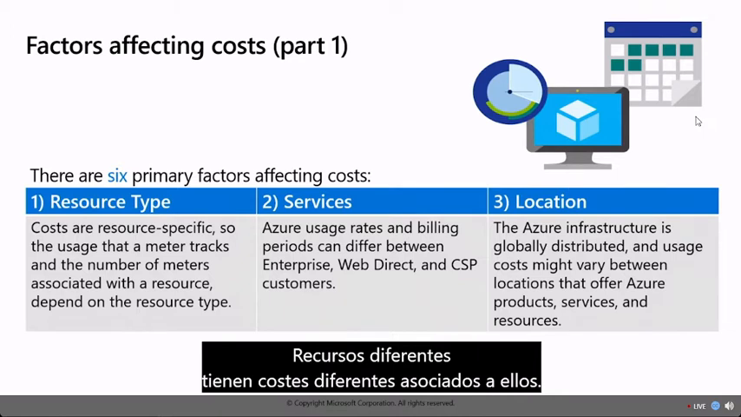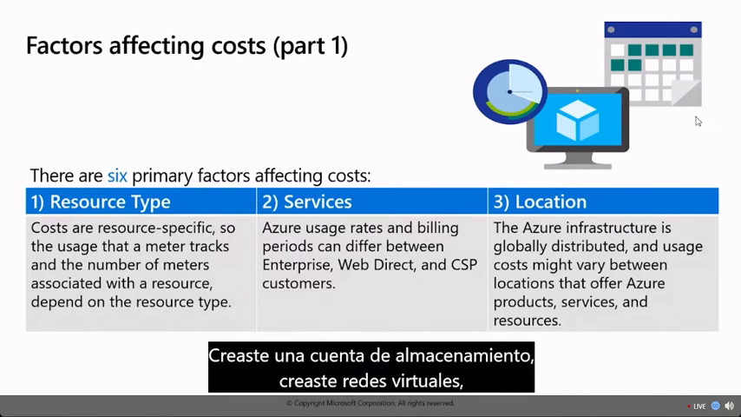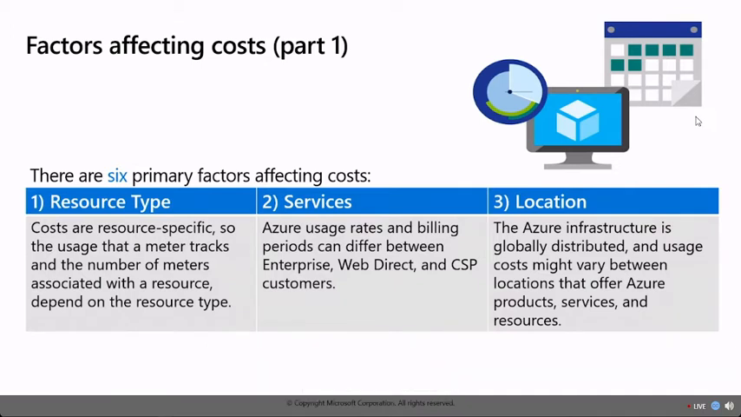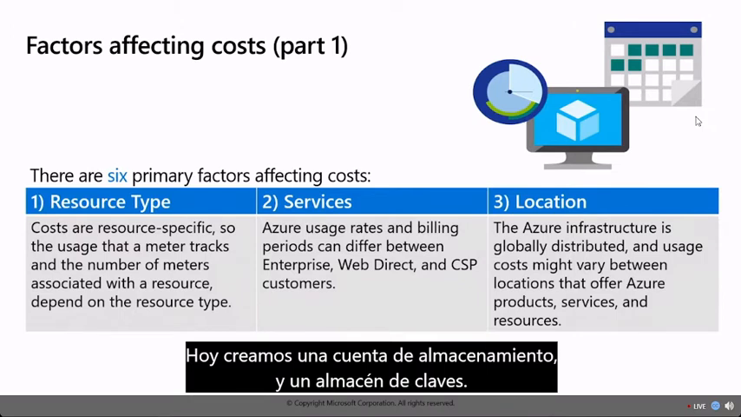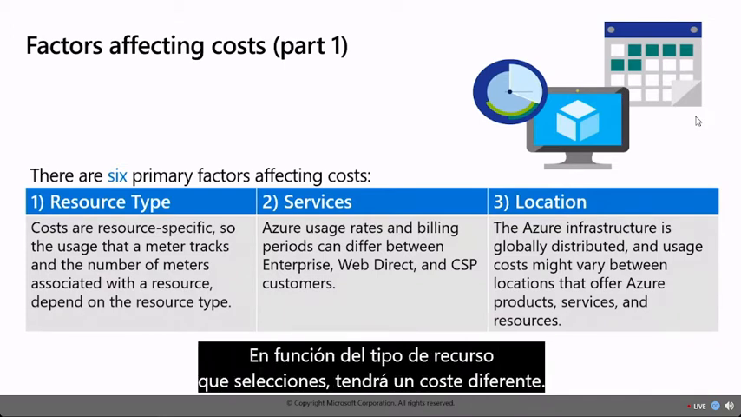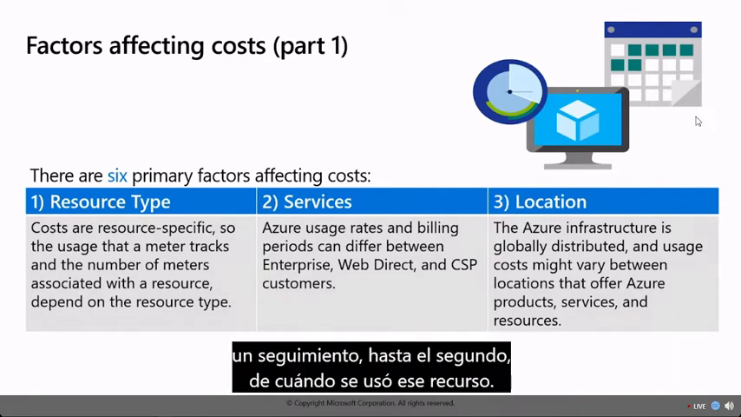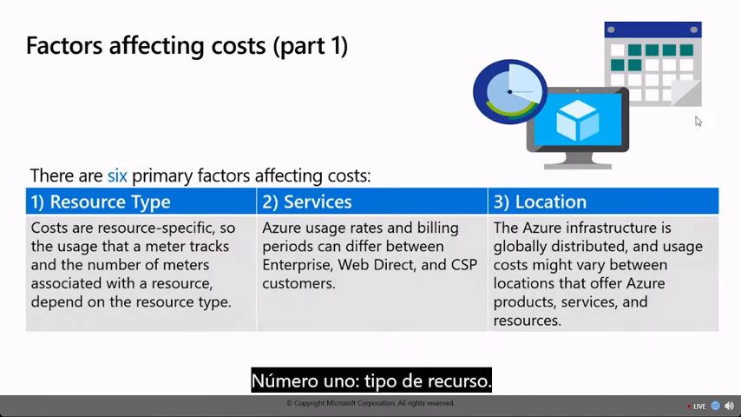Now, different resources have different costs associated with them. I mean, just think about all the different resources that you created yesterday with Lorraine. You created a storage account, you created virtual networks, you created a virtual machine. Today, we created a storage account, we created a key vault. Like, there's different prices for different resources. So depending on what resource type that you select, it will have a different cost. They also have a usage meter that tracks how much, down to the second, of when that resource was used. So number 1, resource type.